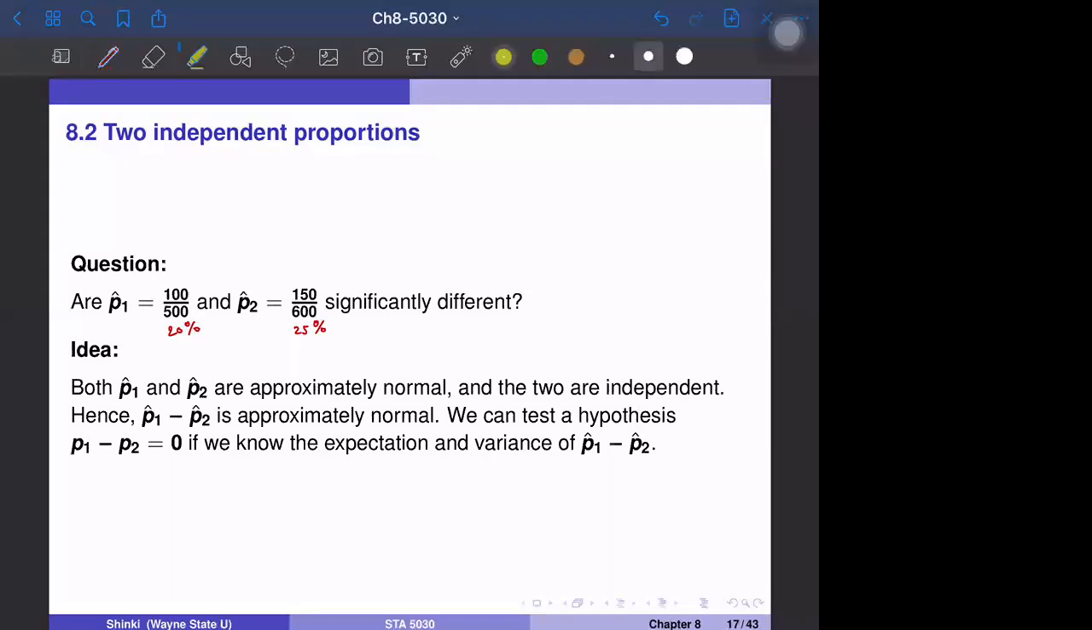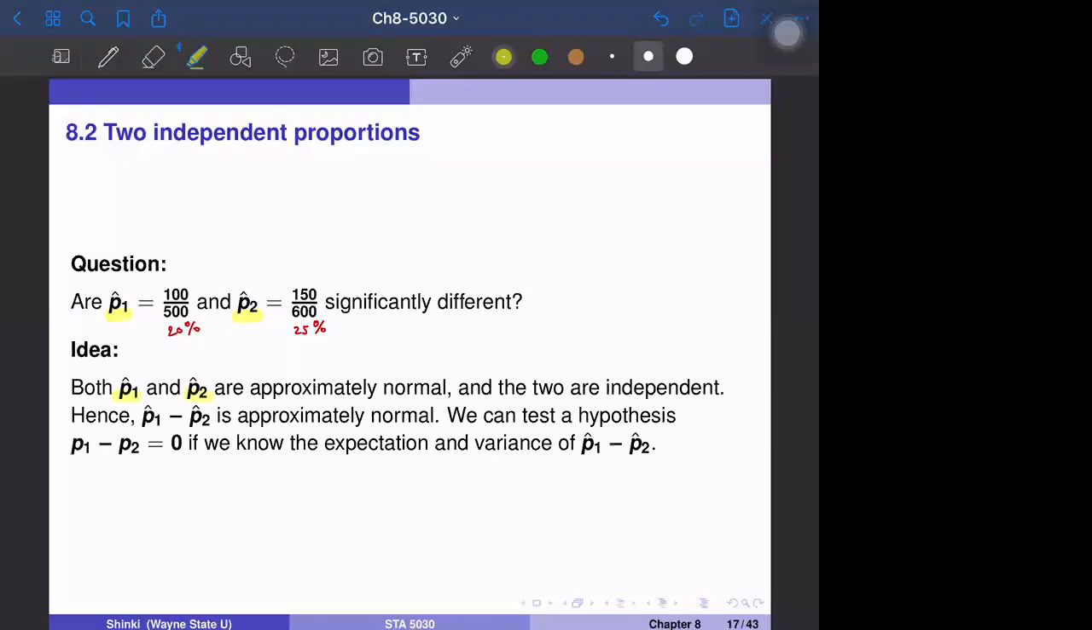So the idea is similar. Basically, we can simulate p1 hat and p2 hat, then compare the difference many times. Then we can see whether this 5% difference is large enough to say it is significant. But from the previous section that we studied, the statistical theory can derive the approximate distribution of p1 hat and p2 hat, so we don't do the simulation itself.